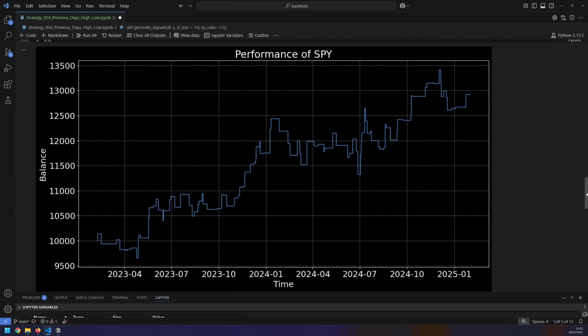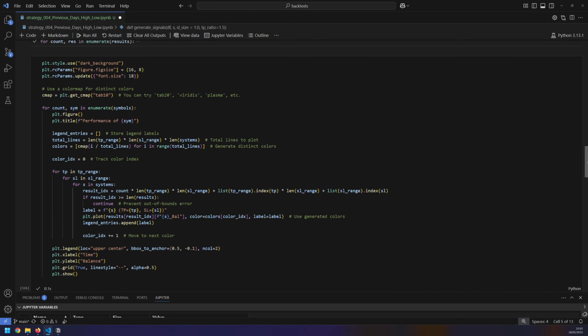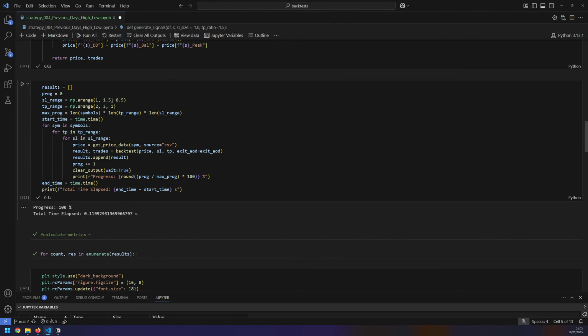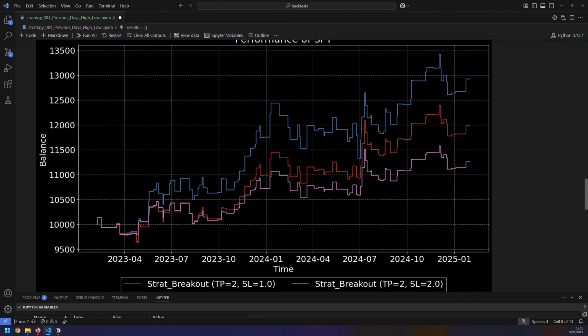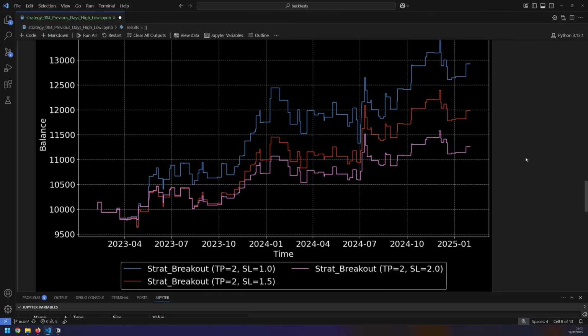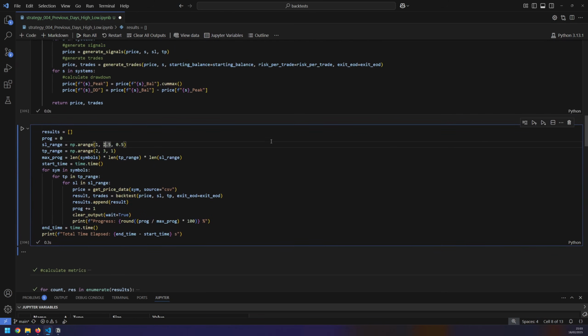The next thing I want to do is start playing around with the stop loss and the take profits. First of all, I'm going to test a range of stop losses, and I'll just go from 1 to 2 in increments of 0.5. So that gives me these 3 lines stacked on top of each other. The blue line, which is the original, is the 1 times ATR stop loss. The rest actually just seem to make the whole thing worse. So it looks like keeping a tight stop loss is better, which makes sense. It's a breakout strategy. I don't want to be using a big stop loss.